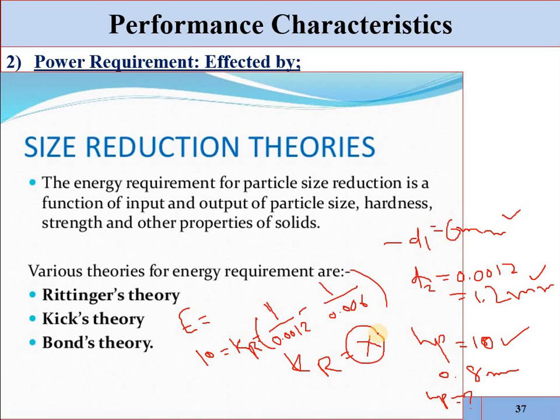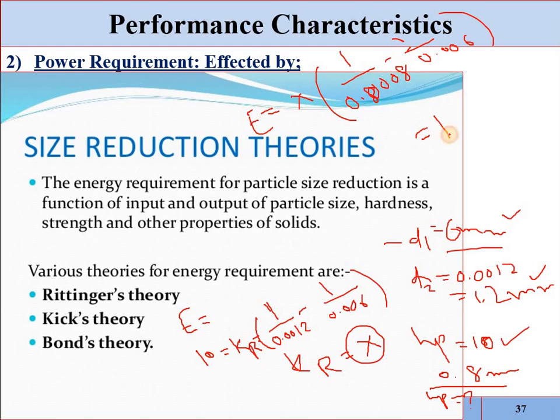Now suppose you have to reduce the size from 6 millimeter to 0.8 millimeter. How much energy will be required? Energy will be equal to the Rittinger constant times (1 divided by 0.0008 minus 1 divided by 0.006). So approximately 15 horsepower will be required.